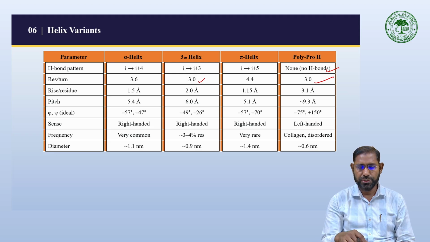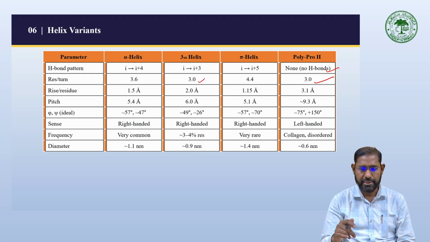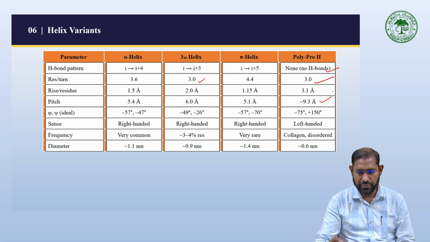The rise per residue means the length of each turn. It is 1.5 angstrom for the alpha helix, 2 for the 310 helix, 1.5 for the pi helix, and 3.1 angstrom for the polyproline helix. Now the pitch, the complete turn, means how much distance is covered: 5.4 angstrom in the case of the alpha helix, 6 angstrom for the 310 helix, 5.1 angstrom in the pi helix, and 9.3 angstrom in polyproline. This is a very lengthy one.